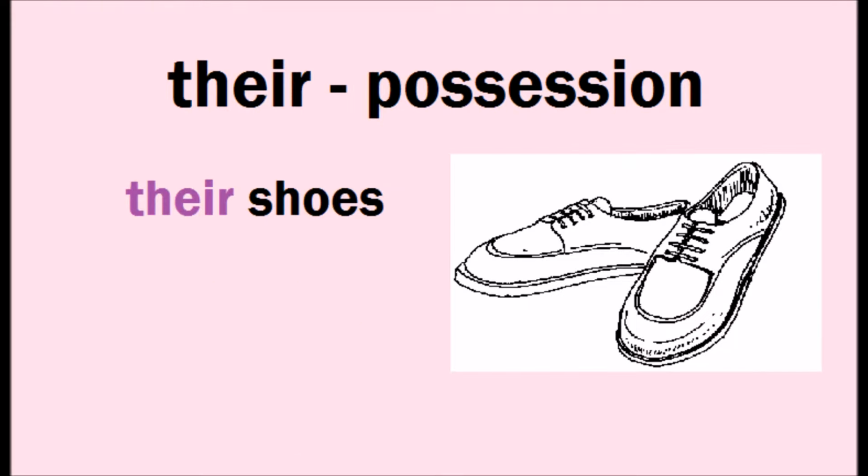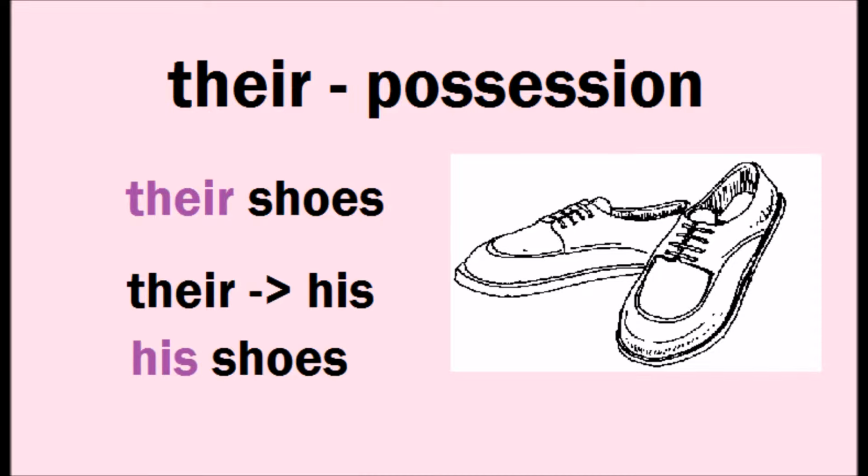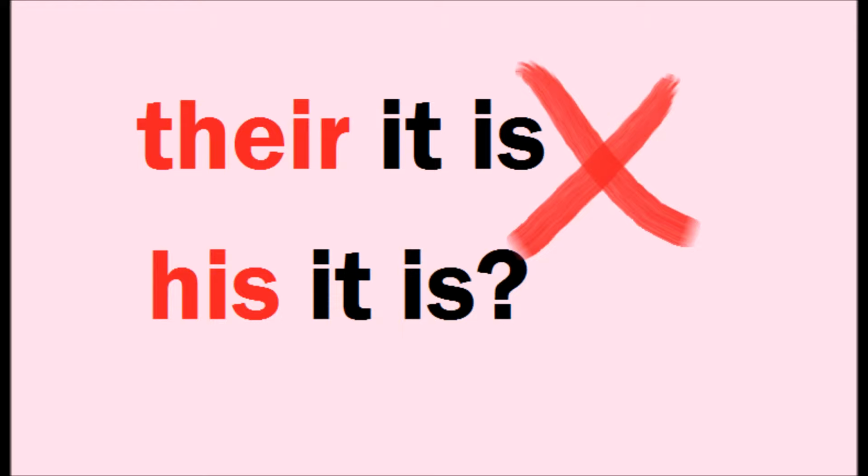The next there is used to denote possession, for example, "their shoes." A way to test this is by substituting it with another possessive pronoun, like his or her, to check that it sounds right. So "their shoes" can be replaced with "his," and it still makes sense. But if you try to write "there it is," replace it with "his," and you can tell that it's wrong.